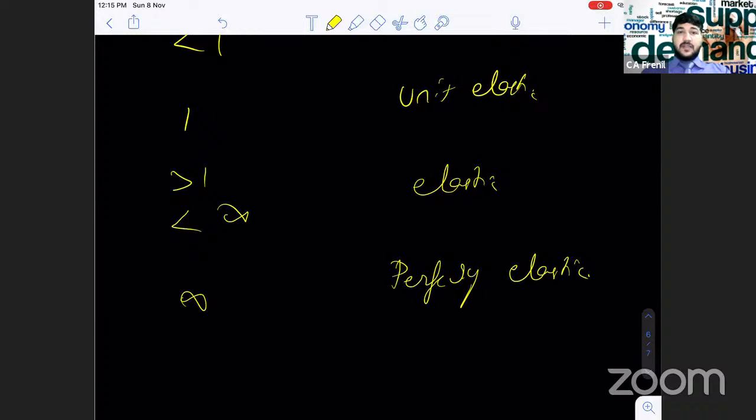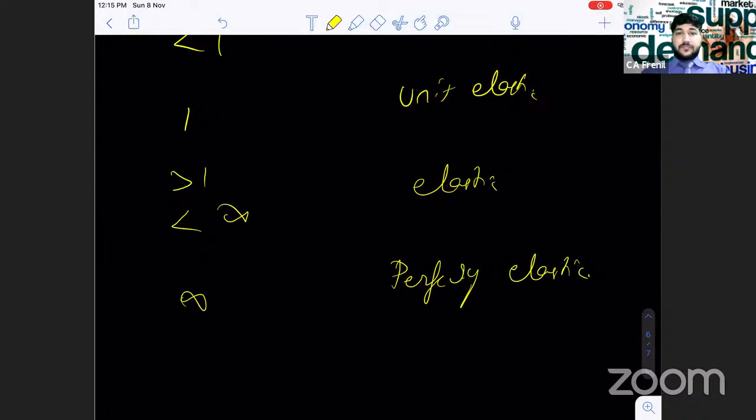Then there was one more method called the total outlay method for calculating elasticity. I believe that you can revise it on your own, because there is nothing more to explain there. There are no numbers over there. It is just an understanding.